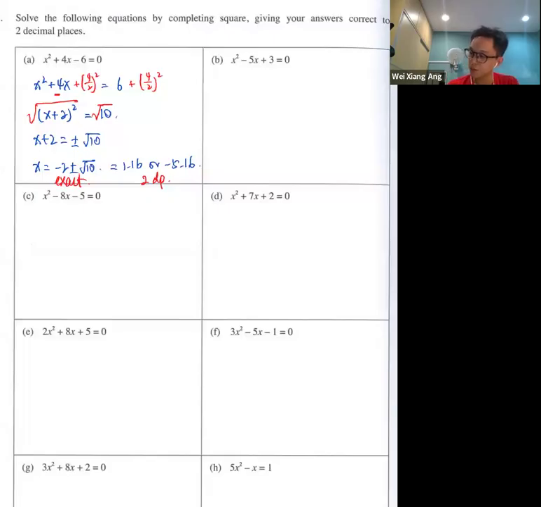The same thing, I will move my constant to the other side first. So x squared minus 5x equals 3. Then I want to complete the square on the left-hand side. So look at the coefficient of x. This is 5 divided by 2 squared, so plus 5 over 2 squared. To balance the equation, whatever I add to the left, I need to add to the right as well. So on the right, I just add 5 over 2 squared.